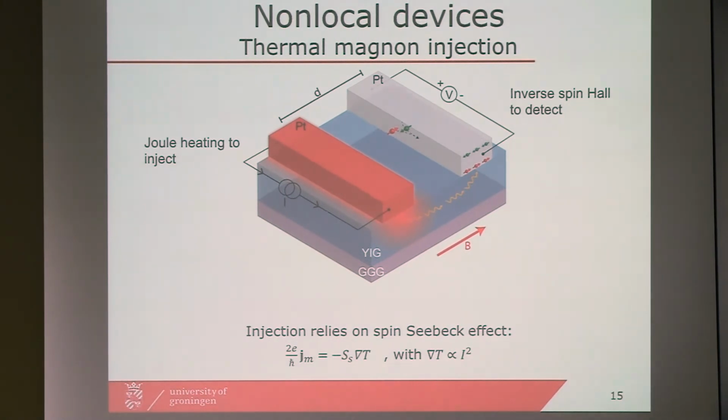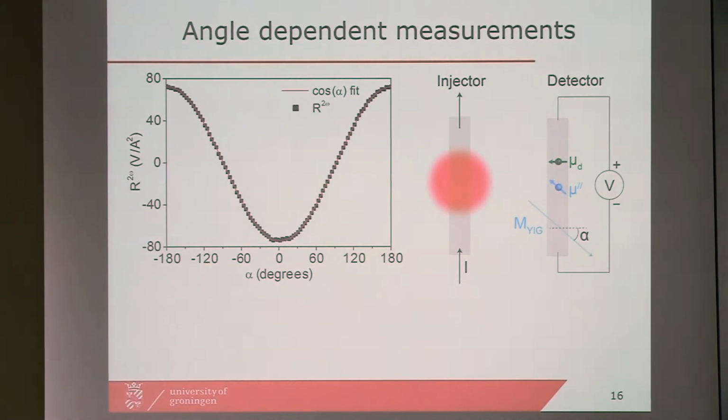But the good thing is that we can actually separate electrical and thermal injection because they depend on the current in a different way. So electrical injection is linear in the current, and thermal injection scales with the current squared. So this is very nice, and we use a lock-in technique to measure these two independently in the same measurement, basically. I won't go into the details now, but you can ask me if you like.